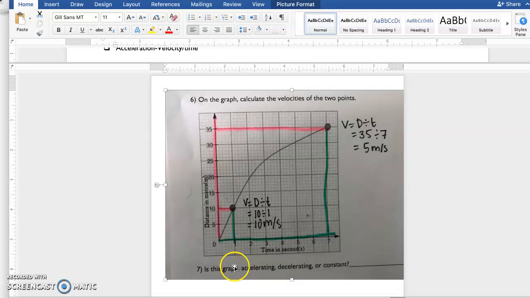So again, is this graph accelerating, decelerating, or constant? Well, look at this graph. First 10, second point 5. So it is not constant because the two points are not the same. So it can't be constant because the two velocities are not the same. Is it accelerating? Well, acceleration means when the velocity goes up. In this case, the velocity does not go up. It's 10 and then 5. So it doesn't go up. Then it has to be decelerating. So this is deceleration because the velocity goes down. First 10, it goes down to 5.